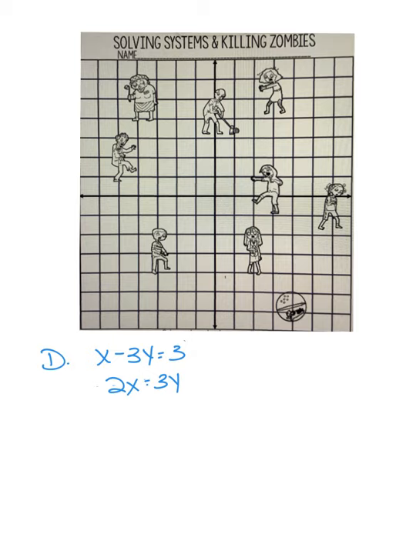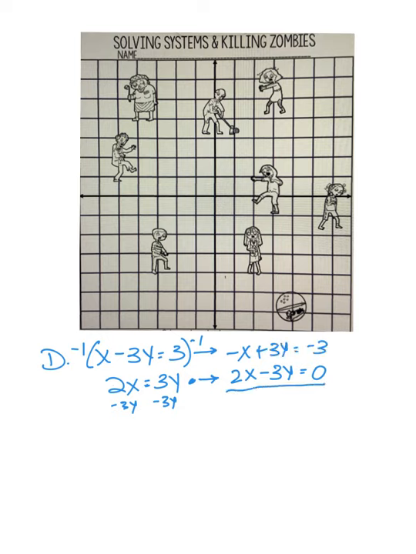I'm going to use elimination, so the first thing I'm going to do is change the second equation to standard form. To do that, I'm going to subtract 3y from both sides. And I end up with 2x minus 3y equals 0, right? Because there's nothing there anymore. And let's rewrite our first equation above it, but I'm going to multiply this one by negative 1. And all that does is change the sign. So now instead of x, we have negative x. I have plus 3y equals negative 3. The reason I did that is because now these are going to eliminate.